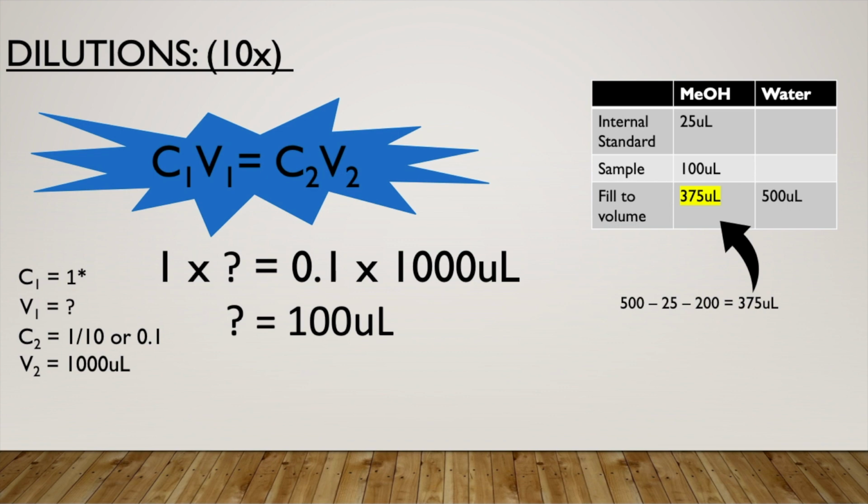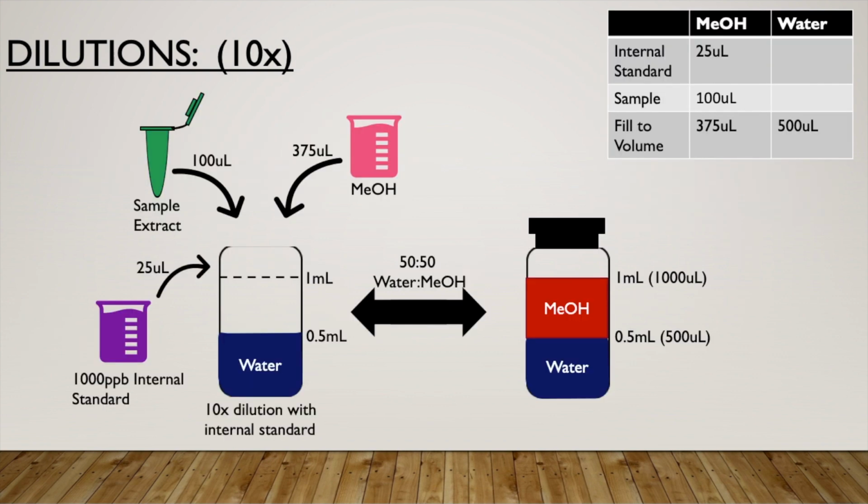So we know that we need to add our 25 microliters of internal standard, as is outlined in the lab manual. We just calculated that we need 100 microliters of our sample to get a 10 times dilution. However, that with the 500 microliters of water does not give us our 1 mL. So we just subtract, and we can find that we need 375 microliters of clean methanol. That, with our internal standard and sample, will give us our 500 microliters of methanol, which will give us our 50-50 ratio of methanol to water for our final LC vial that's ready to analyze.